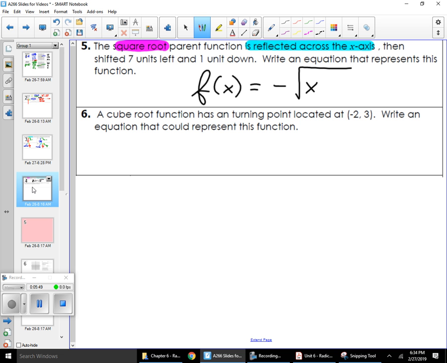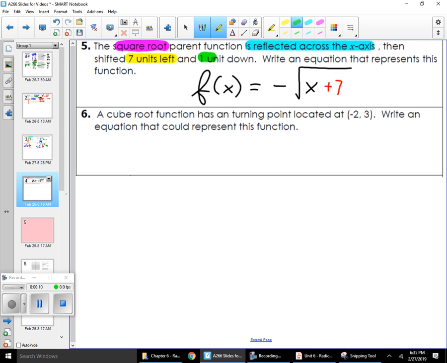Let's keep going. They want us to shift 7 units to the left. So that allows us to find an h value. Keep in mind, left and right, they're sort of the opposite of what we expect. If we're shifting 7 units to the left, then that's a plus 7 underneath the radical. Those are the opposite of what we expect.